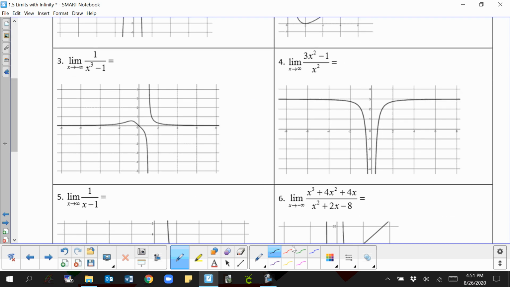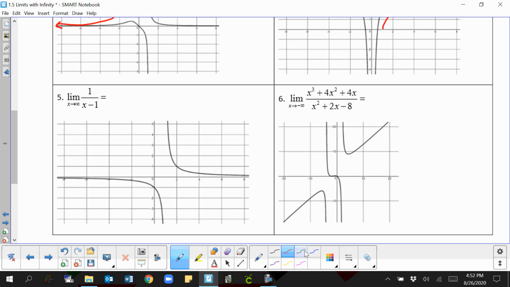For example 3, as we're going to negative infinity over here, we're getting closer and closer to 0. Then as we're going to positive infinity here, we are getting closer and closer and closer to 3. For number 5 here, as we're going off to infinity, we're getting closer and closer to 0. And here, as we're going to negative infinity, this one is also going off to negative infinity. So this limit does not exist.